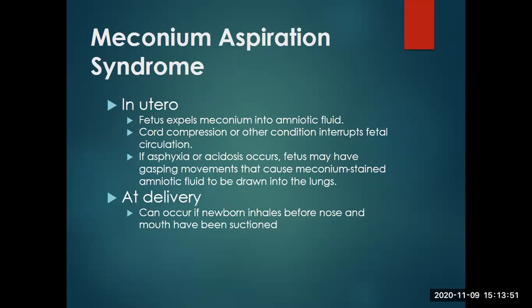Meconium aspiration, when it happens in utero, we spoke about that earlier. So basically, the fetus expels meconium into the amniotic fluid, and you have the cord compression or other conditions that interrupt the fetal circulation. And if asphyxia or acidosis does occur, the fetus may have gasping movements that can cause meconium-stained amniotic fluid to be drawn into the lungs. So basically, if it happens at delivery, it can occur if newborns inhale before the nose and mouth have actually been suctioned.